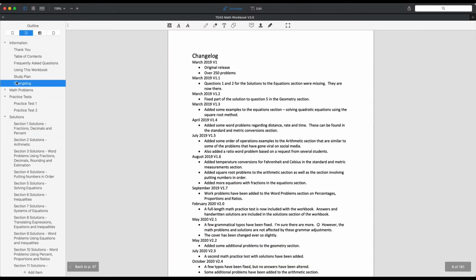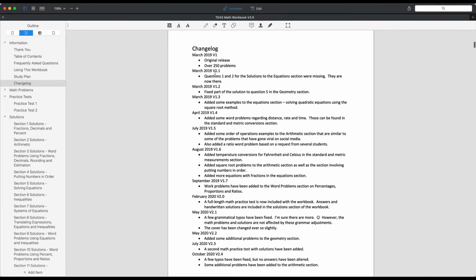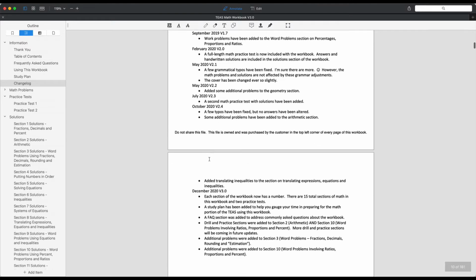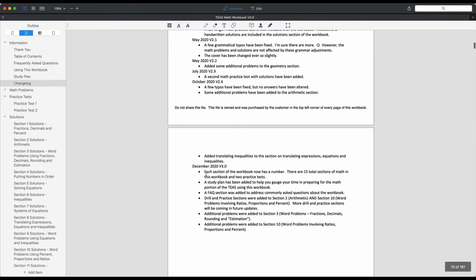Something else to take note of, to see I'm fairly active with keeping this book fresh. I originally released it in March of 2019. There were roughly a little over 250 problems. Now there's over 1,000. You can see I made frequent updates, and the most recent one was today. Literally today is when I uploaded the new file. Every time I update it, you get a brand new email with a brand new link to download it.